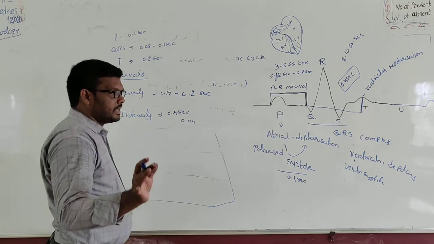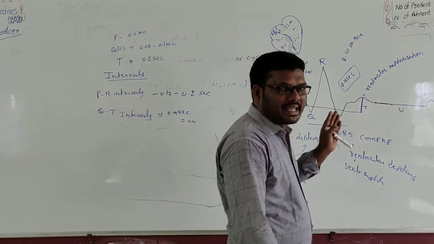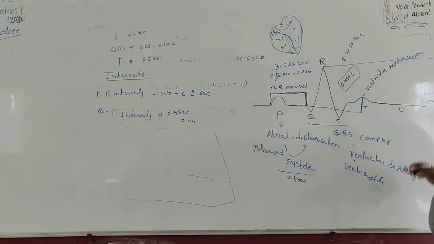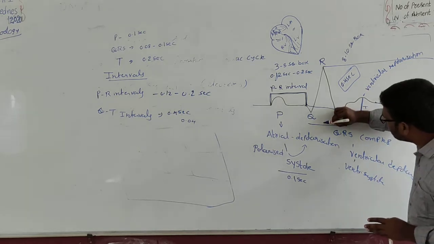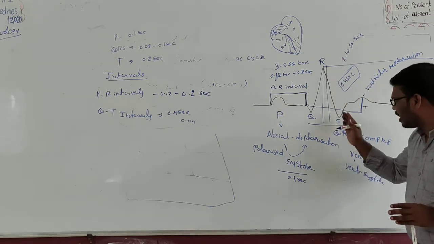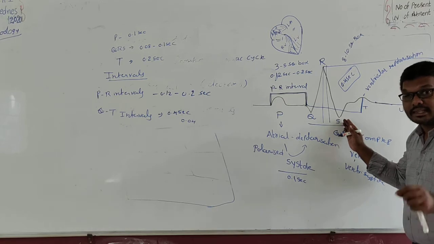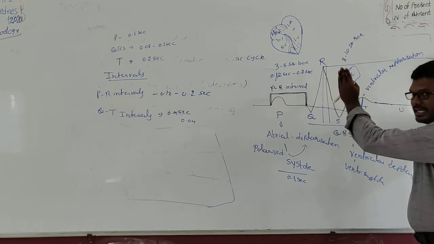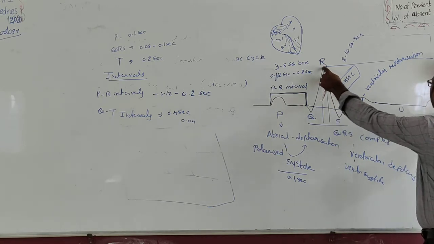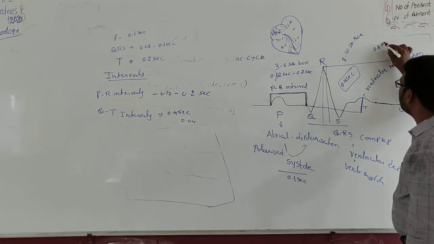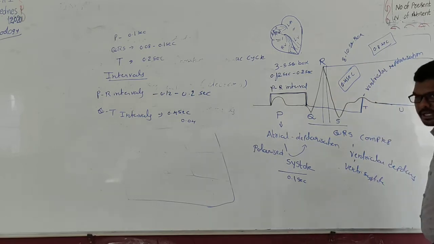0.4 seconds. See here, the ECG always takes place between R to R. Why between R to R? In this region ventricular systole takes place, then is followed by ventricular diastole. At that time you can hear the sounds lub and dub. That's why the duration of the ECG is between R and the next R. Between R to R, how many seconds does it take in total? 0.8 seconds in total.